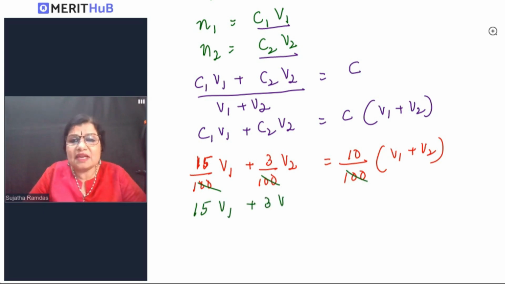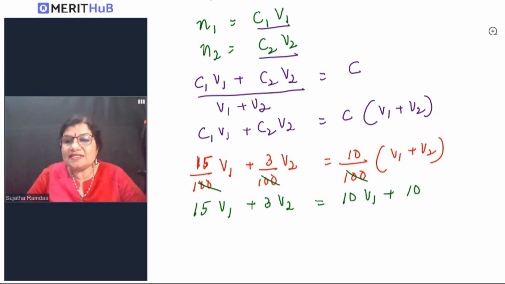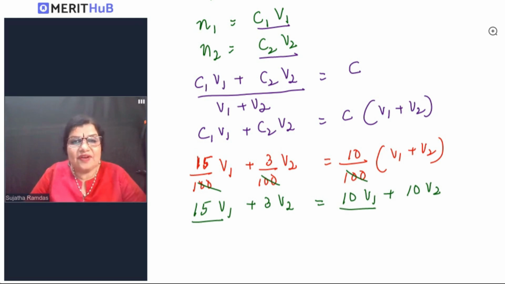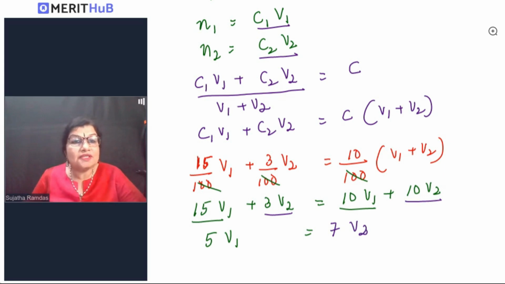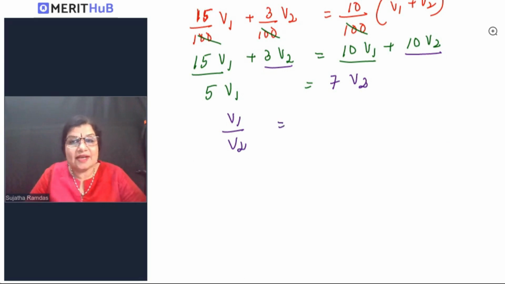15V1 plus 3V2 is equal to 10V1 plus 10V2. So we have 15V1 here, 10V1 here, therefore 5V1 is equal to, we have 3V2 here and 10V2 here. So 7V2. So now what is the volume ratio? V1 by V2 is equal to 7 by 5.